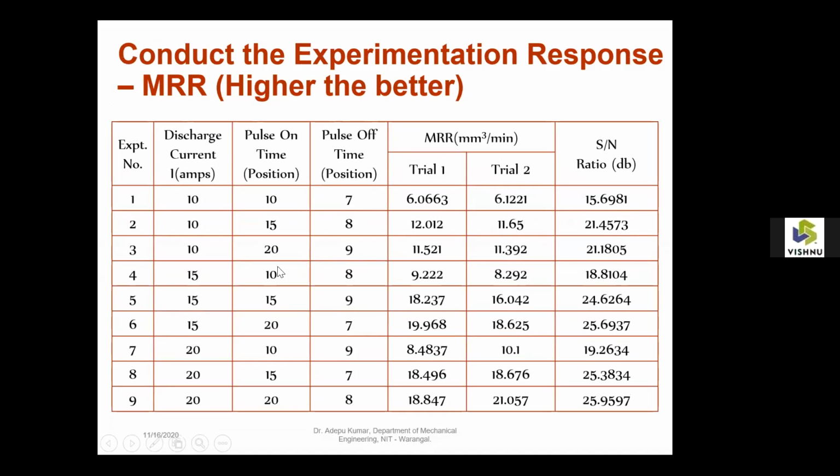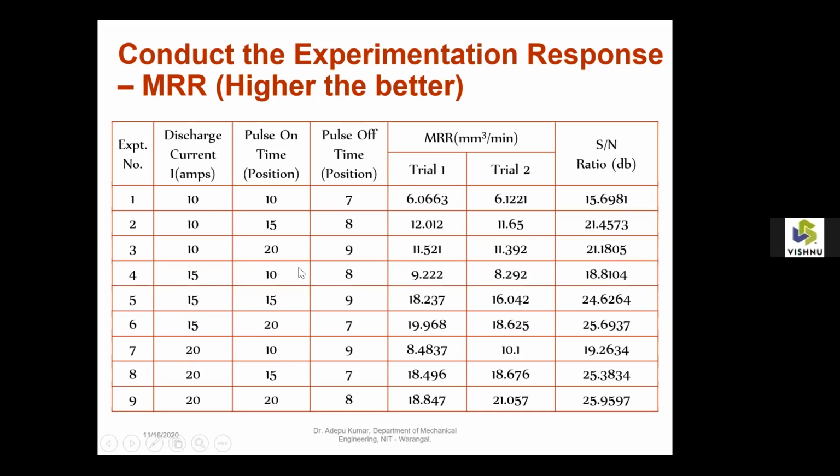Suppose I want A at level 1. A at level 1 is experiments 1, 2, 3, so the average of 1, 2, 3 will give the A at level 1. A at level 2 is 4, 5, 6, the average of 4, 5, 6. Then A3.